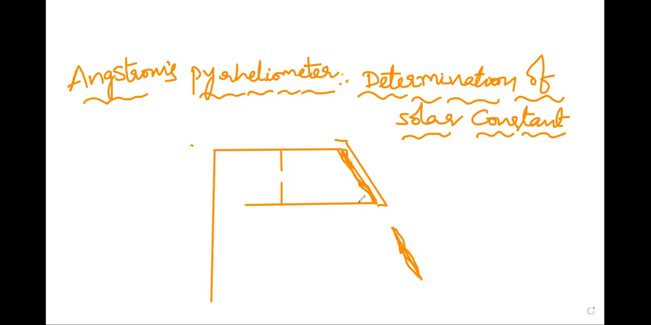These two blackened strips are arranged in such a way that one is open, this open strip receives radiation from the sun normally, while the other strip is protected by a shield called H. So sun radiation can be incident on this open strip.